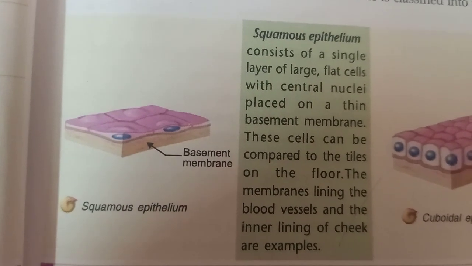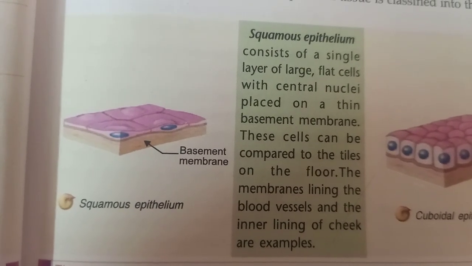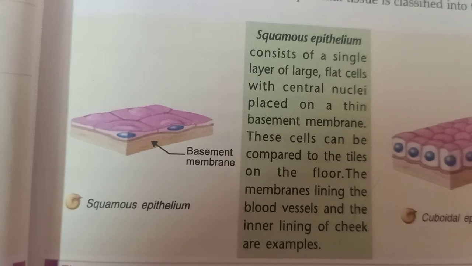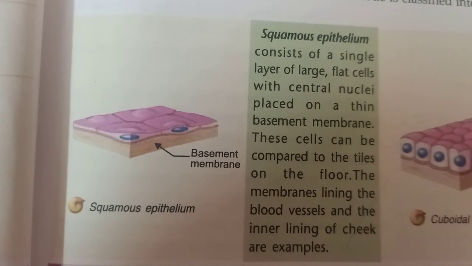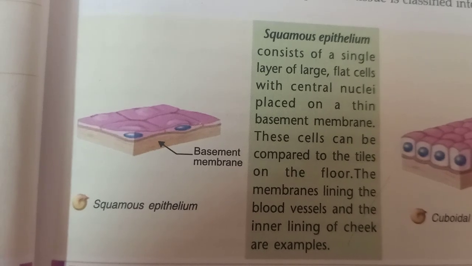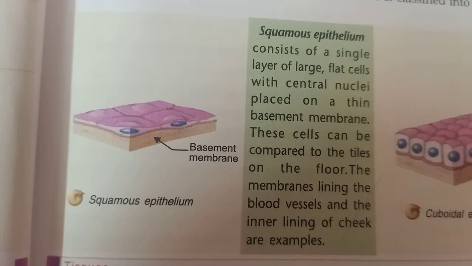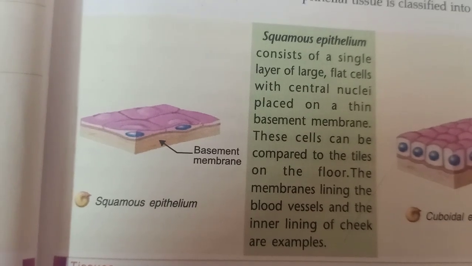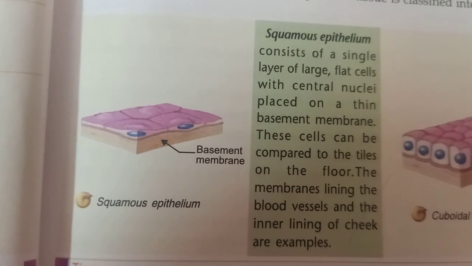Now these cells can be compared to the tiles on the floor. You can see that these cells look like the tiles on the floor. The membranes lining the blood vessels and the inner lining of the cheek are examples. Now these squamous epithelium cells are present inside the lining of the blood vessels and in the cheek.